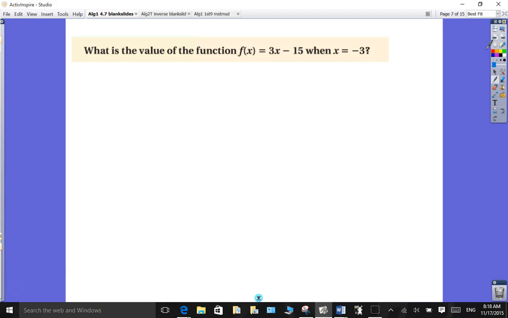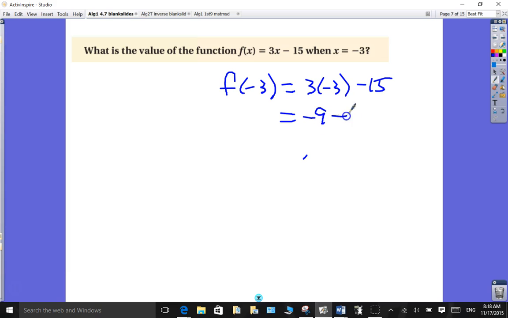What is the value of f of x equals 3x minus 15 when x equals negative 3? What am I going to do with the negative 3? f of negative 3 equals 3 times negative 3 minus 15, which is negative 9 minus 15, which is negative 24.